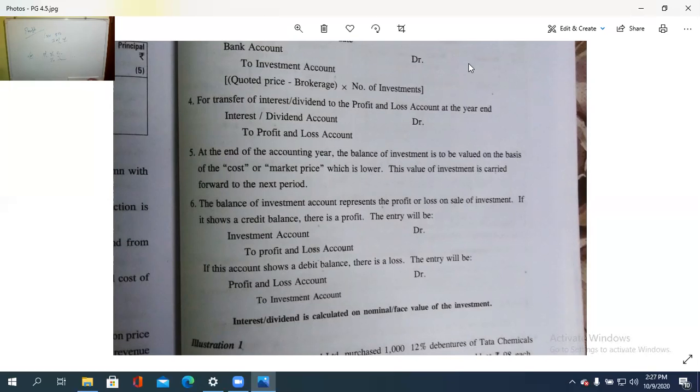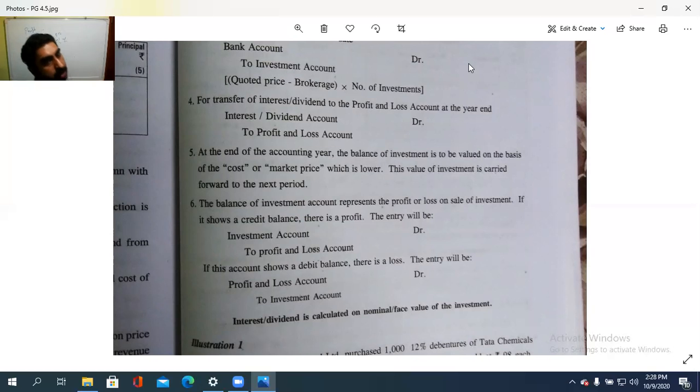Then in case of a resale of the investment or sale of the investment of the purchased one, how is it to be calculated? Purchase price എന്ന് പറഞ്ഞാൽ എന്തായിരുന്നു? Purchase price or quoted price plus brokerage plus stamp duty. അങ്ങനെയായിരുന്നു. Okay, that is understood. അപ്പൊ ഇവിടെ സെയിൽ ആവുമ്പോൾ purchase price or quoted price minus brokerage in number of investment, and the entry is ബാങ്ക് അക്കൗണ്ട് debtor to investment account.